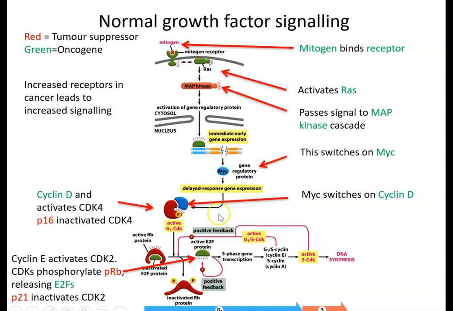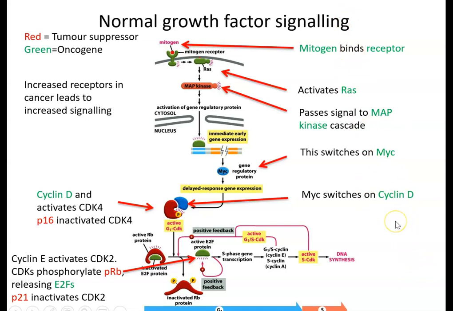Once they've done something like loss of PRB, they don't necessarily need overexpression of E2Fs, because those two genes are doing exactly the same sort of function. Losing PRB is phenotypically the same as gaining E2F. So the tumours will have one or more of these mutations on this pathway, but they don't need all of them.